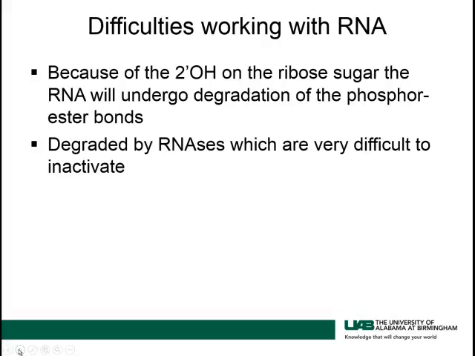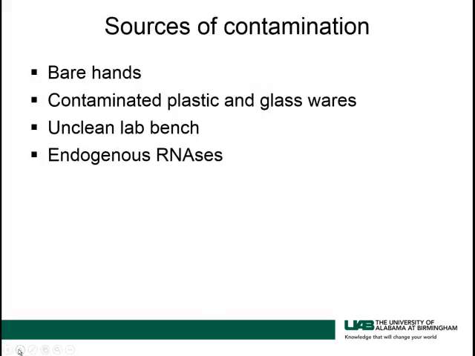If you don't remember that, please go back and review it. What happens is that you have sequential cleavage of the phosphodiester bond as a result of the nucleophilic attack by the 2' hydroxyl group. And so that's one reason. The other reason is the presence of RNases, enzymes that will digest RNA. The presence of RNases almost everywhere makes it very difficult to isolate intact RNA, because these RNases will chew up the RNA.